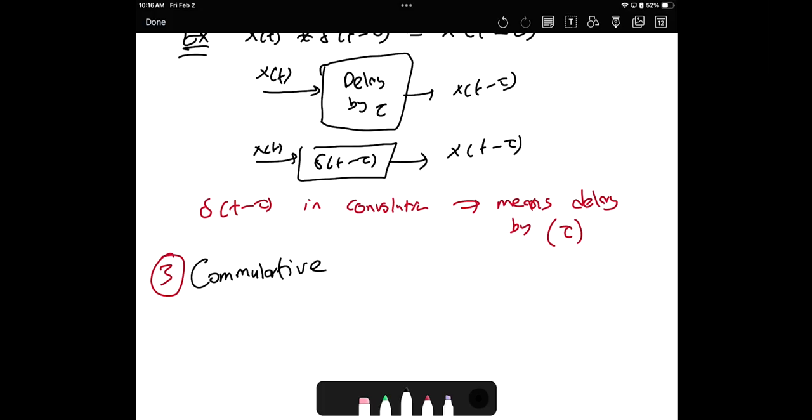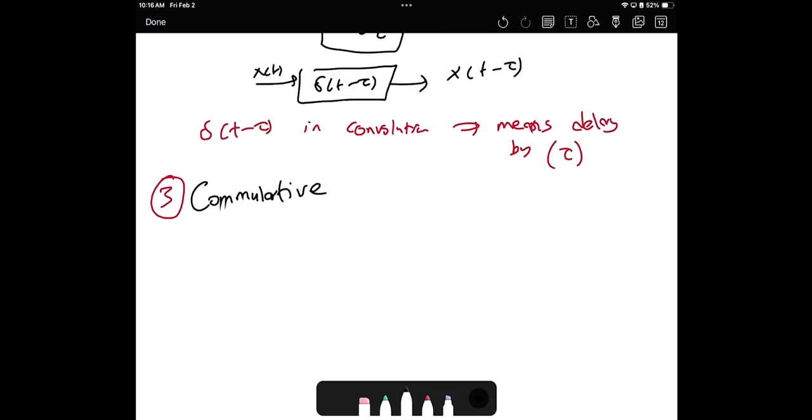It's commutative. What does commutative mean? This means whenever we have x of t convolved with h of t, it will be equal to h of t convolved with x of t. They are equal to each other.